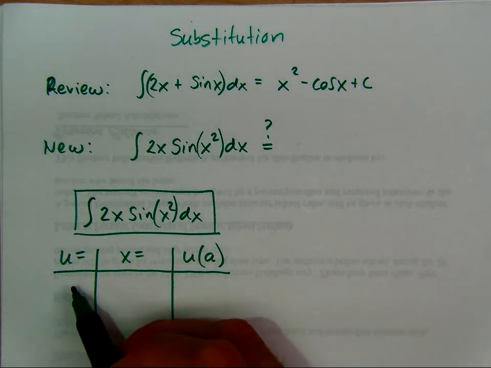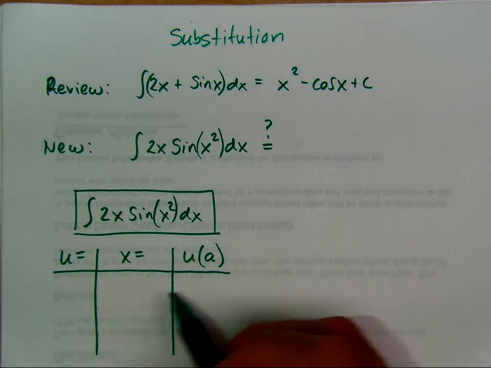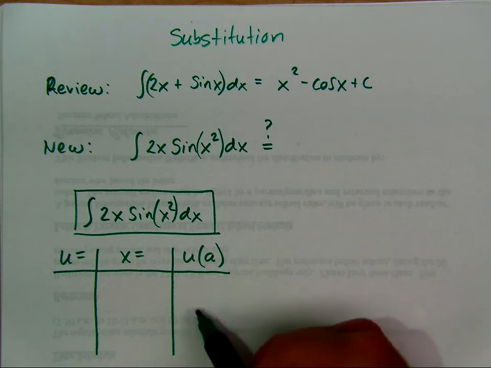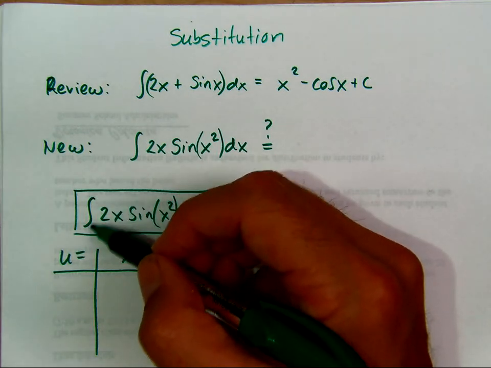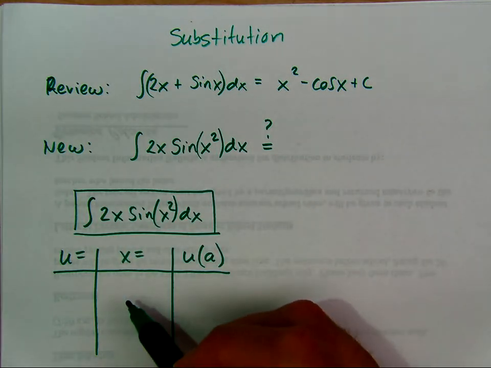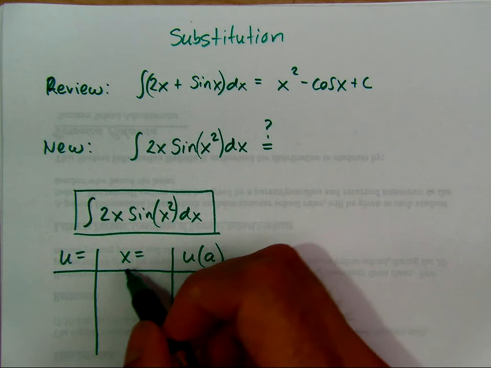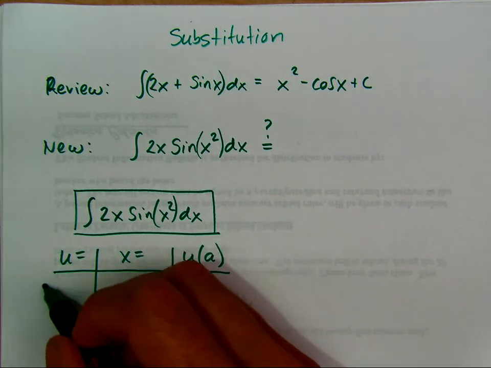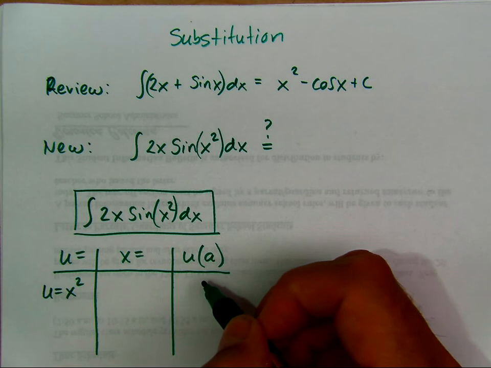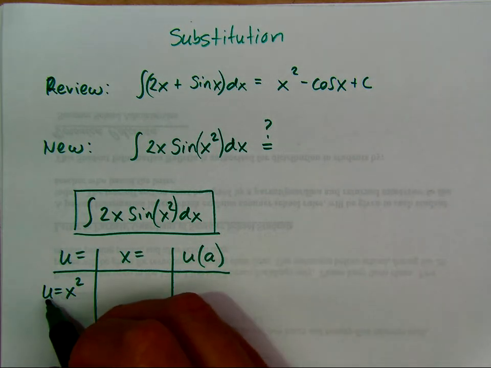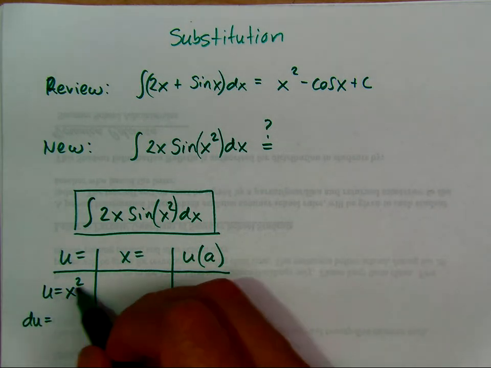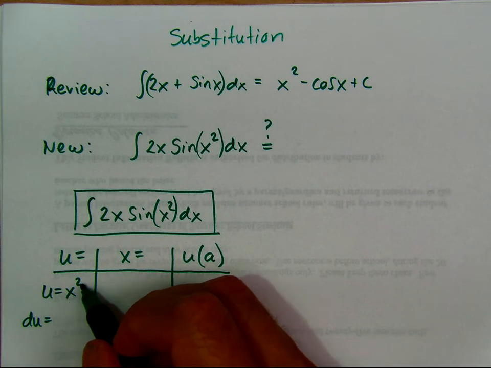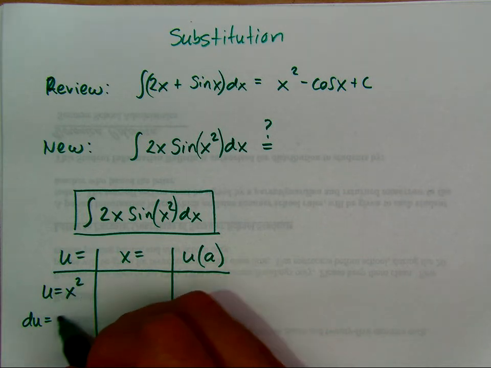We're always going to use this column. We will only use this column if we have limits, if it's a definite integral, and we'll use this column if all of the x's don't disappear. So we usually will just say u is going to be the inside. U equals x squared. And then we want to find the differential of u, that's du, and the differential of x squared, which is the derivative times dx.